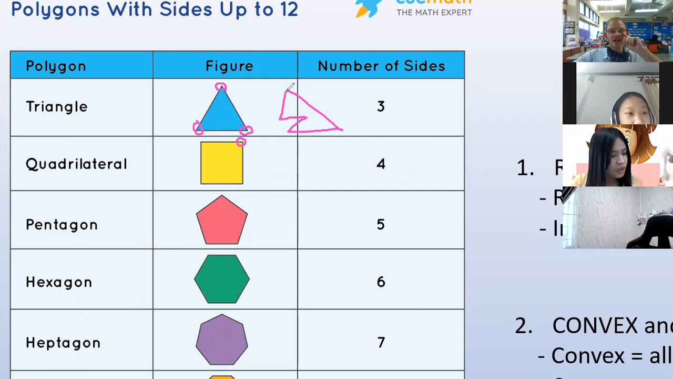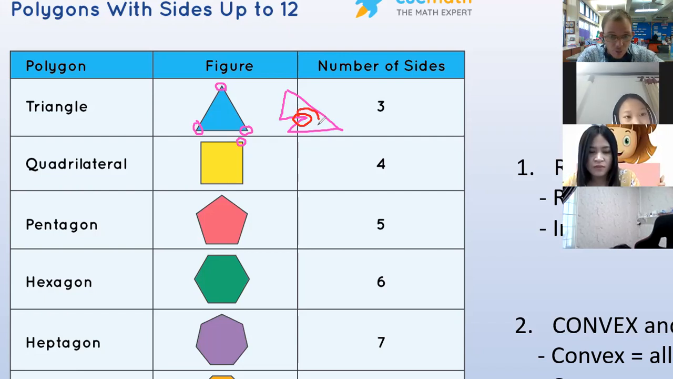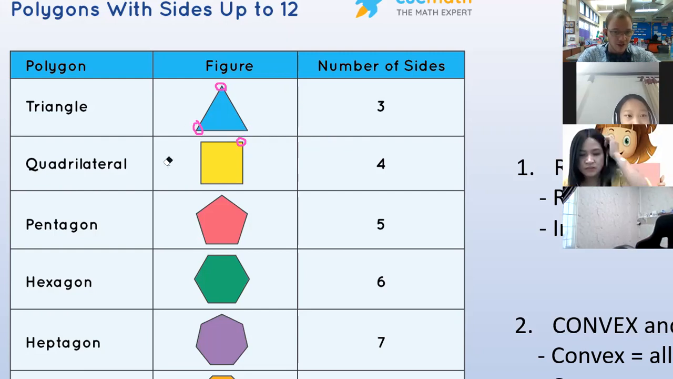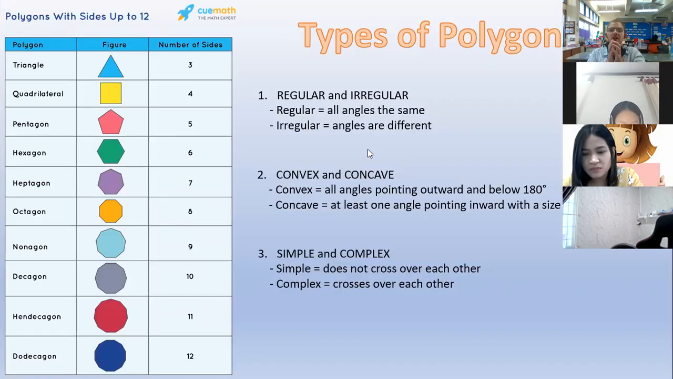A polygon always has straight lines, but for example, here we can see this one is pointing inward. So the size of this angle is more than 180. We'll look at some examples in the book, which also has some nice examples. A convex polygon is one where all the angles are pointing away. A concave polygon has at least one angle pointing to the inside, which has a size larger than 180 degrees. We'll have a look at this in just a moment.